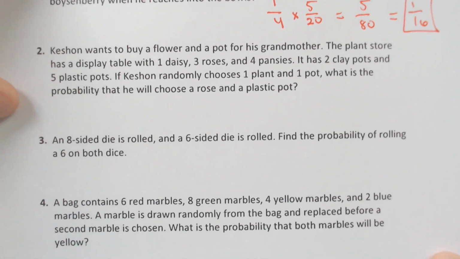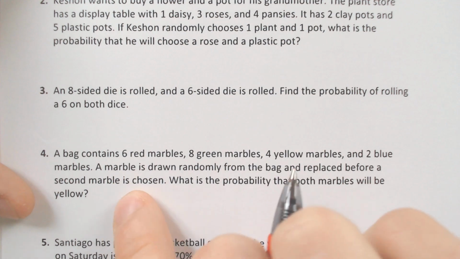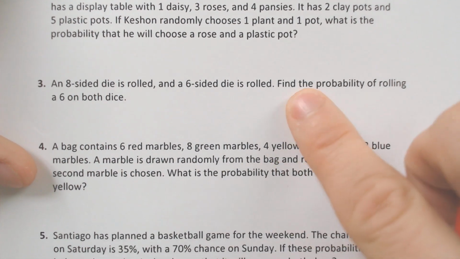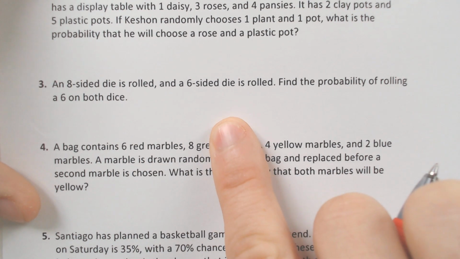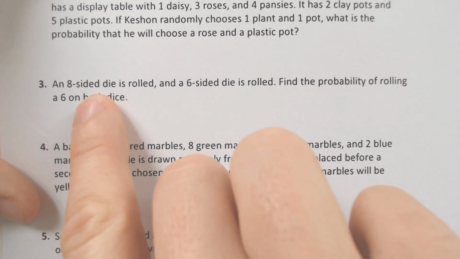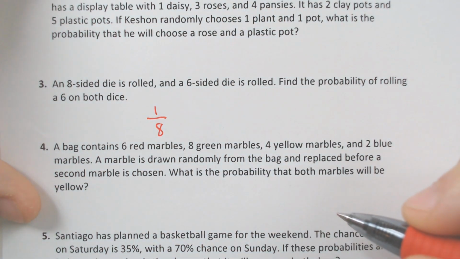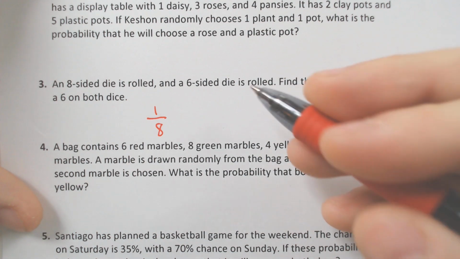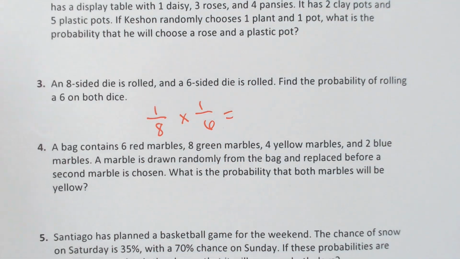Moving right along, one of the very famous questions that they have here is on dice as well as marbles. So we're going to do the dice and we're going to do the marbles. So an 8-sided dice is rolled and a 6-sided dice is rolled. Find the probability of rolling a 6 on both dice. Well, rolling a 6 on an 8-sided dice would only happen 1 out of 8 of the time. And rolling a 6 on the 6-sided dice would happen 1 out of 6 times. So you would multiply those two things together and you would get your probability.